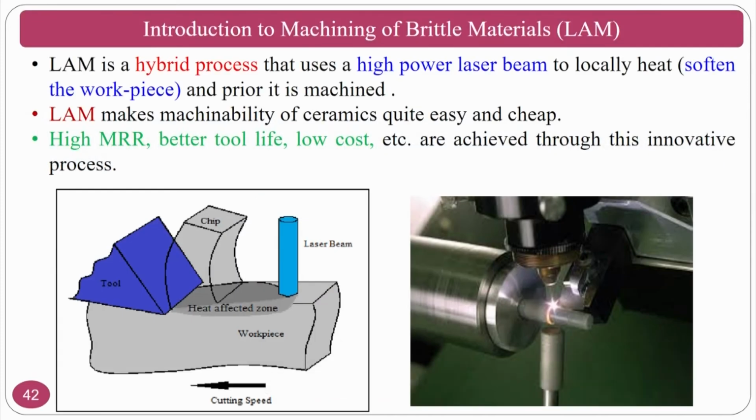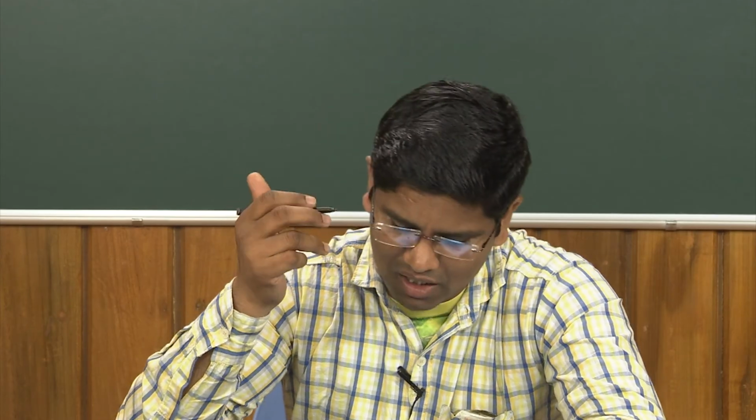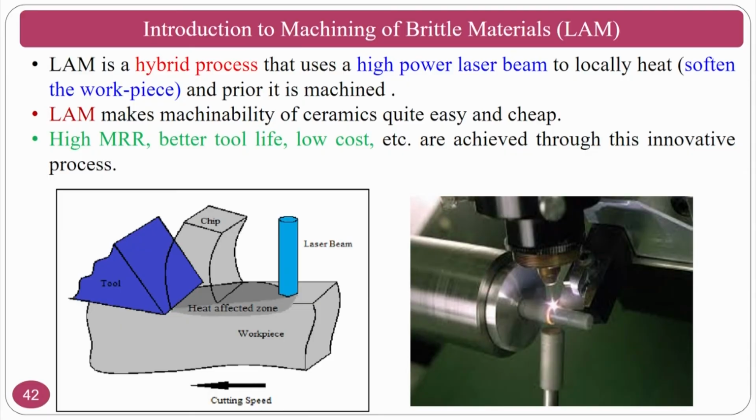Basically, if I want to do the machining of a brittle material, assume that I have a glass and I want to do the machining using a milling operation. In that circumstance, how can I do it? Basically, the problem is that if the interaction forces between tool and workpiece are very high, it will break into pieces. For that purpose, one has to use an alternative, that is hybrid machining. What is proposed here is the laser assisted machining process.